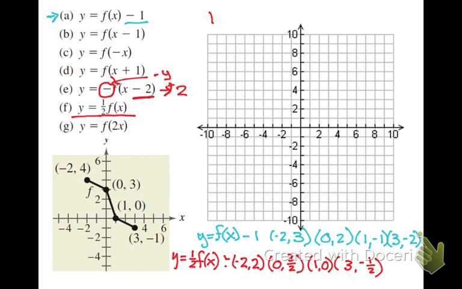You want to do that one? You do it, and then I'll do it. Check your work. I need to take the graph away.